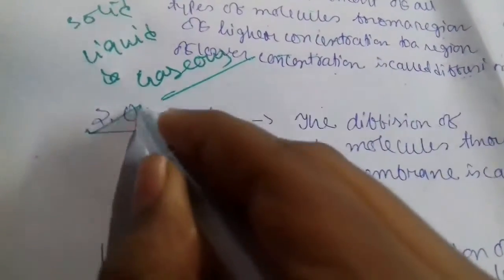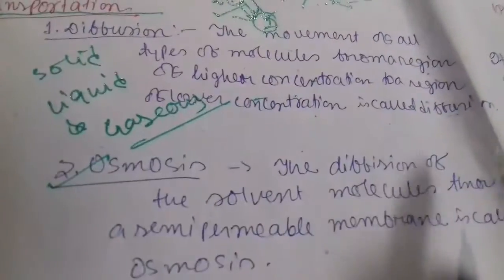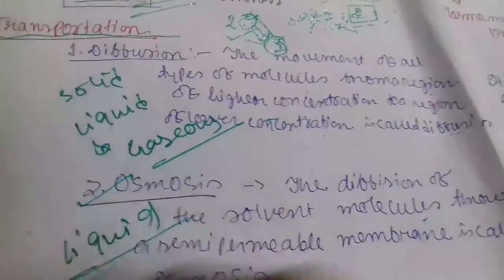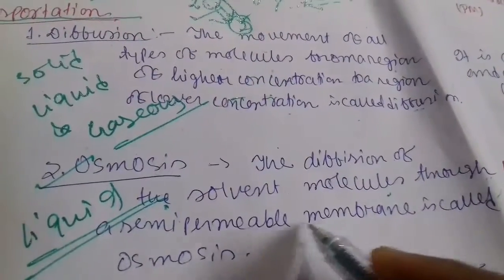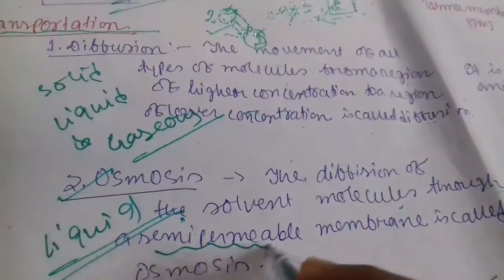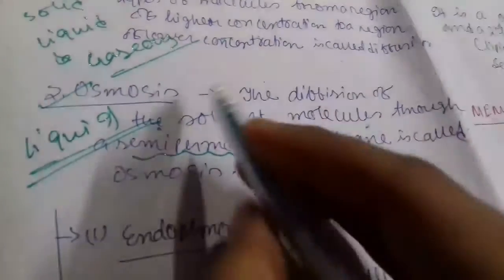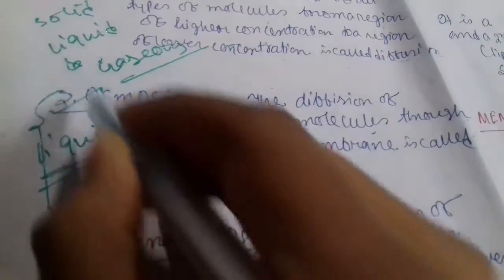Then osmosis, which is based on the osmotic concentration I have taken. Osmosis is the diffusion of the solvent molecules, meaning only liquid, through a semi-permeable membrane. I will say about the semi-permeable membrane later. It's called osmosis. It also goes from higher concentration to lower concentration, as shown in the three solutions.